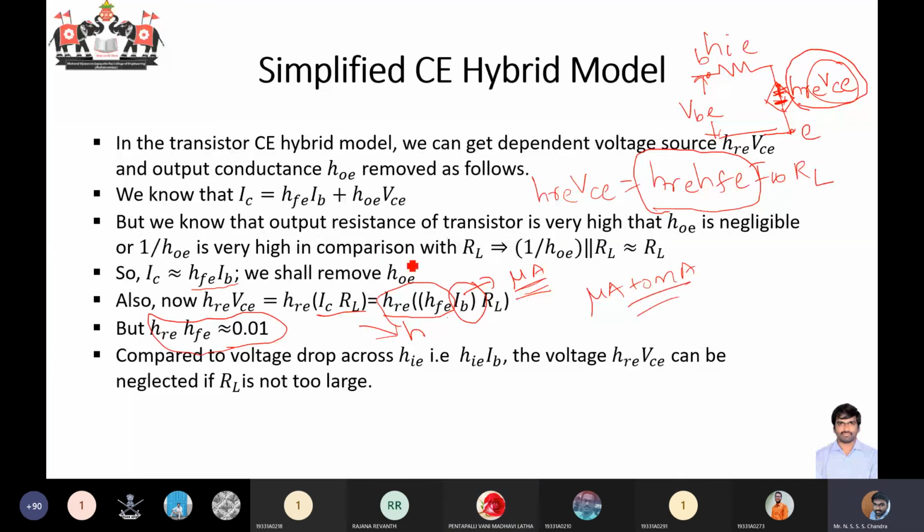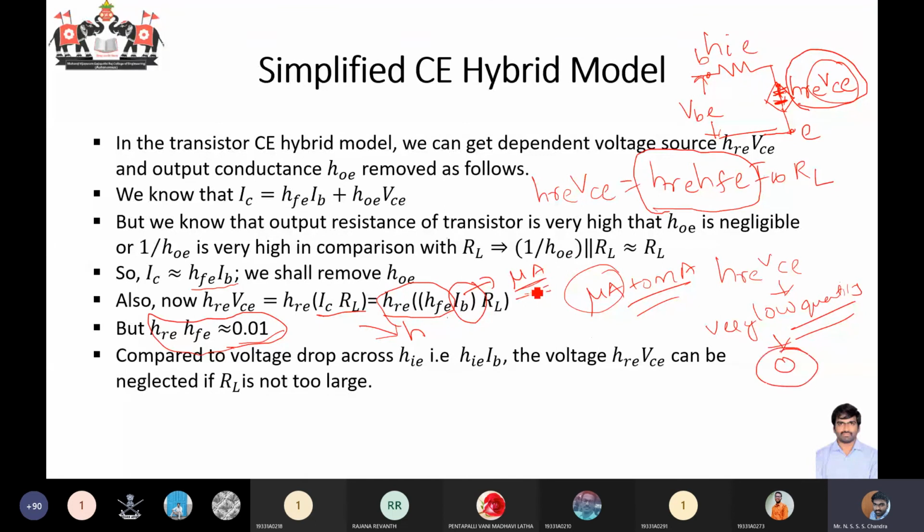So if I multiply this microampere range with again a very small value like 0.01, what will be your hre into VCE value? So hre into VCE value will be a very low quantity. Very low quantity. Okay. So for practical purposes, can I consider it to be 0?